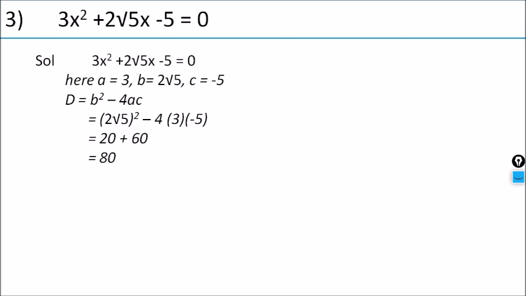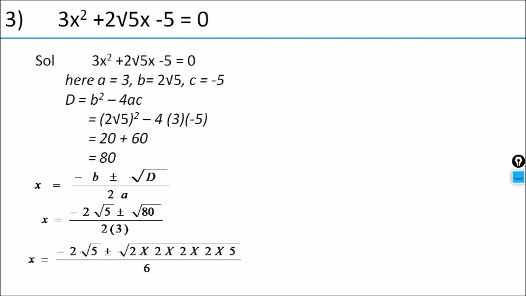Since 80 is greater than 0, real roots are possible. But 80 is not a perfect square, so we will simplify this during the calculation. x is minus b plus minus root D upon 2 times a. By substituting the values, where b is 2 root 5, we have plus minus root 80 upon 2 times 3. In the next step, this 80 will be simplified by prime factorization.